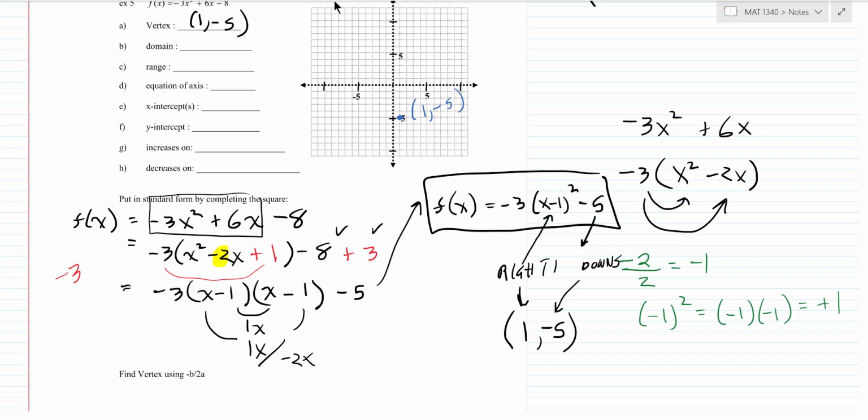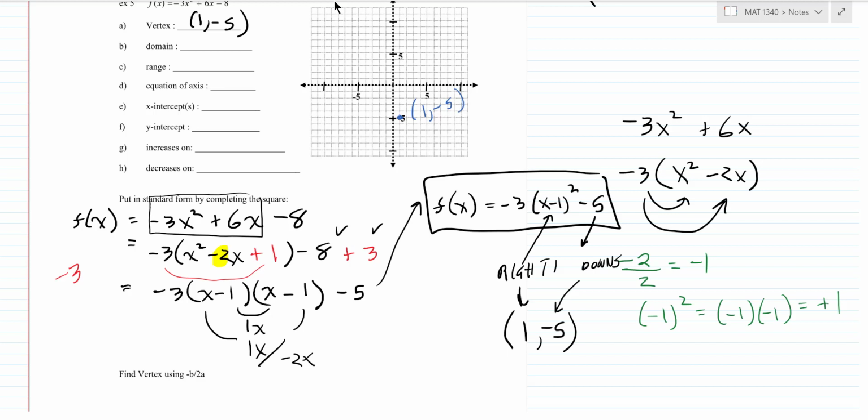So before I move on from this point, I want to ask you a couple of things. What does this minus do? What did we learn about a minus outside of a function doing to a graph? Makes it reflect. So what's going to happen is this parabola is going to go like this now. So you're going to have something that kind of looks like that.